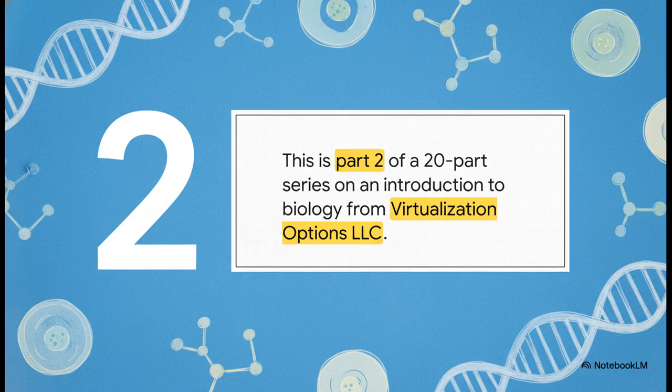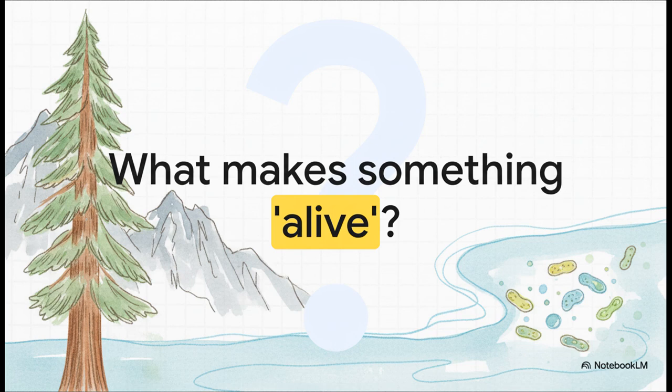Our whole focus today is unpacking the specific traits that every single living thing has in common. So yeah, let's just start right there. What is it that makes a giant sequoia tree alive, but the soil it's rooted in isn't? Or what about a tiny little bacterium in a drop of water? Why is it alive, but the water itself isn't?